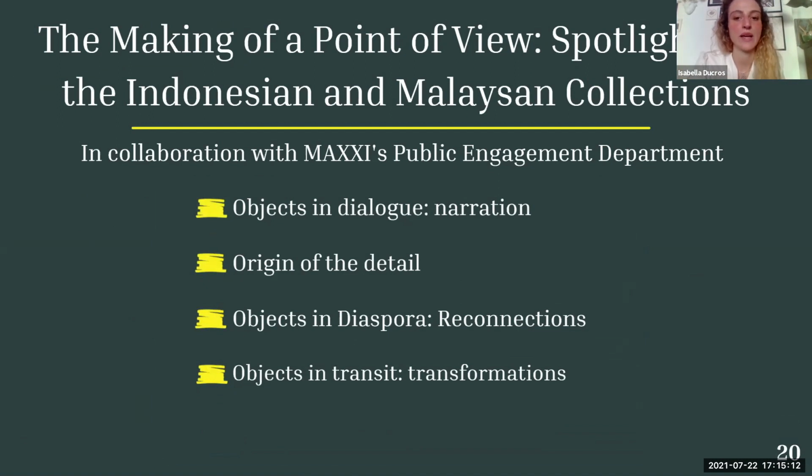In collaboration with MAXXI's Public Engagement Department, the Luigi Pigorini Museum has succeeded in organizing a program of workshops with students from different backgrounds, through the mediation of 2 centers for foreign minors living alone in Italy, Centro Astalli and Civico Zero. The process produced 4 installations, each one offering different points of view on a part of the museum's heritage: Objects in Dialogue, Narratives of Origin, Objects in Diaspora, Recognitions, Objects in Transit, Transformation.